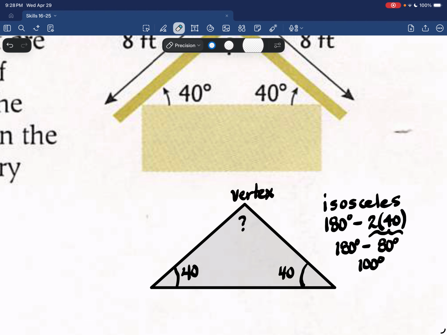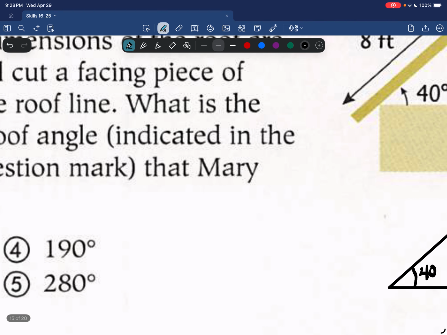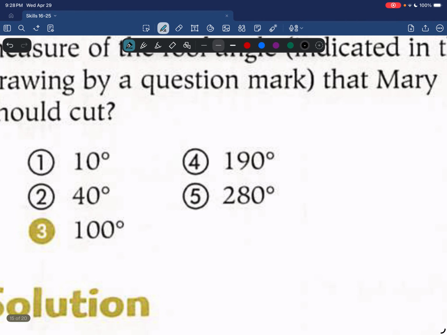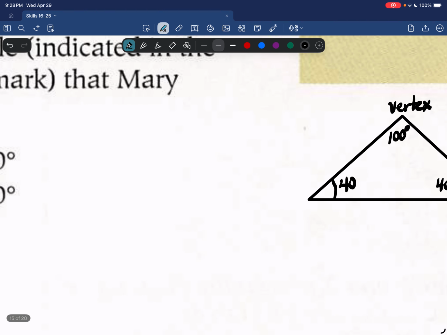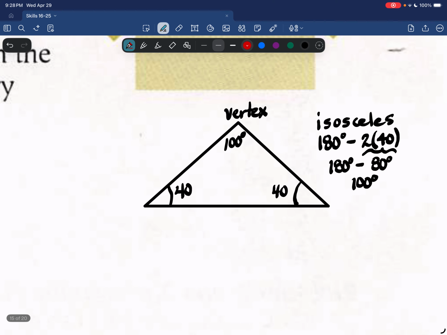So I could erase the question mark and put 100 degrees up there for my vertex angle, and that is the answer they have chosen. Sometimes you will see this written this way, and this is actually the way I learned to do it. It's the same math, it just looks a little different.